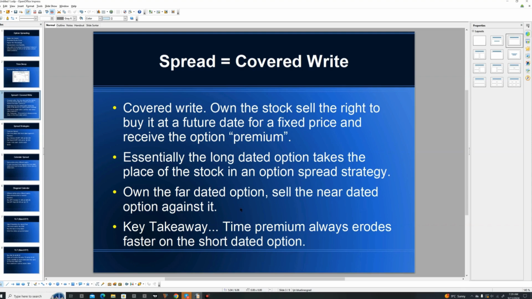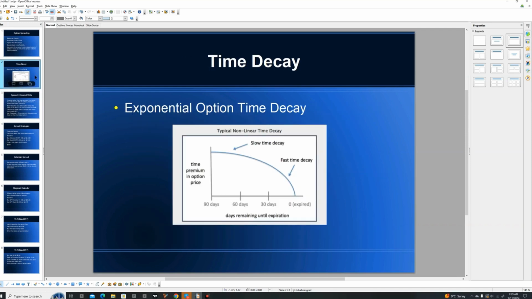Okay. So what we are doing in option spreading is essentially the long dated option takes the place of the stock in the option spread strategy. Okay, so you own the far dated and you sell the near dated against it. So that goes back to our previous chart where we want to be long up here where time decay is small and short down here where time decay is higher.